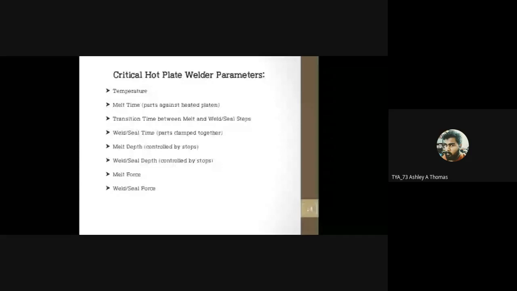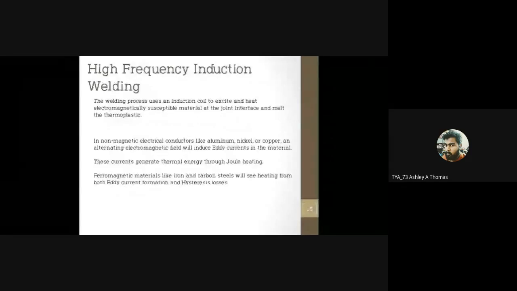Now we'll start with the new one, high frequency induction welding. What I am telling from the start: welding processes are differentiated based on the source of heating the surface. Previously you used hot gas, then you used a hot plate, and now you are using an induction coil. Now this induction coil concept you might have heard from your first year in your electrical electronics subject, then in your second year also, and now also.